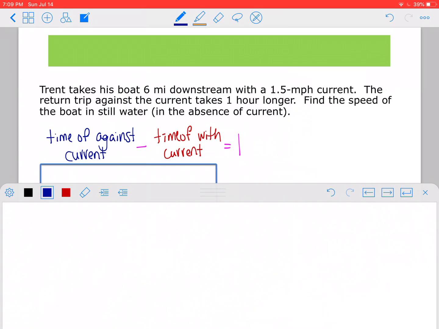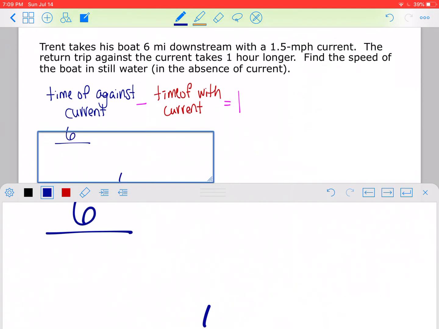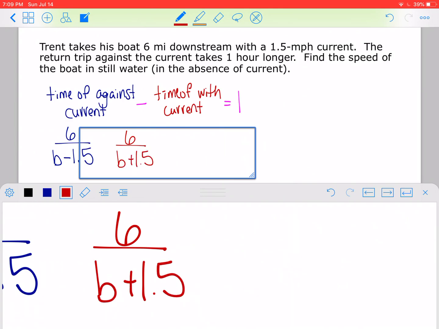Okay. So the time against the current, the distance was 6 miles. And we're going against the current. So we say the speed or the rate is b minus 1.5 because we're going against it. Going with the current, we're still 6 miles, but we add b plus 1.5 because we're going with the current.